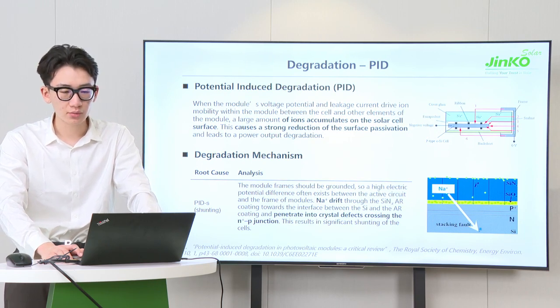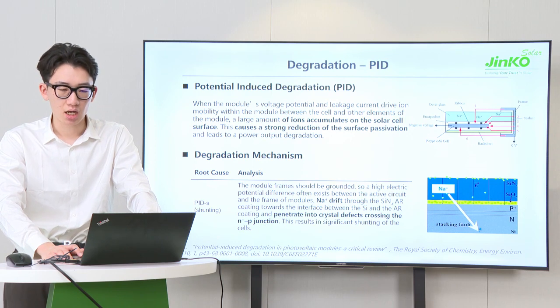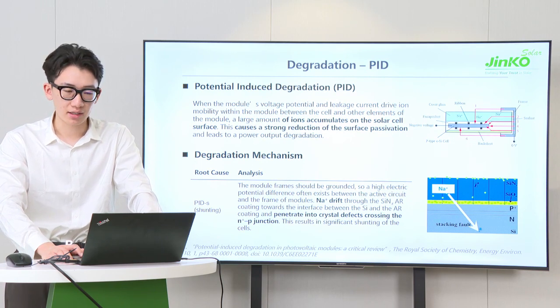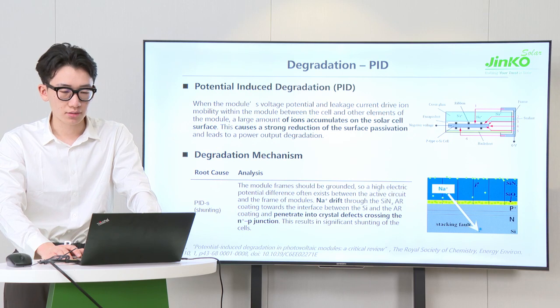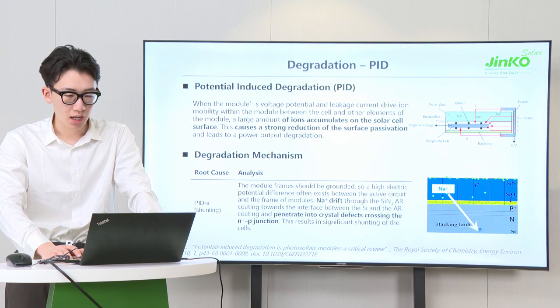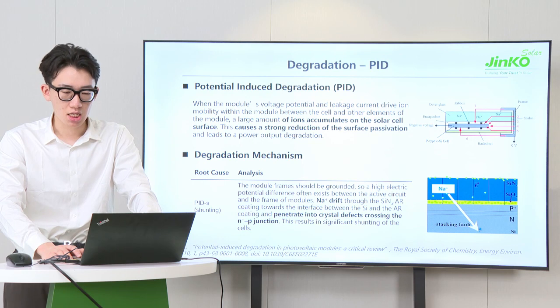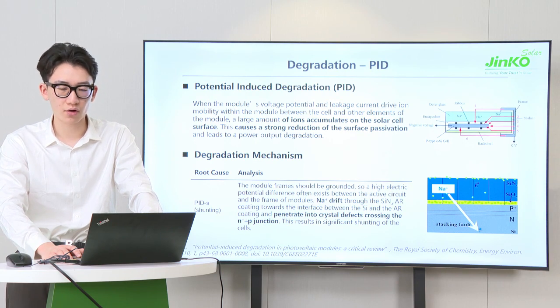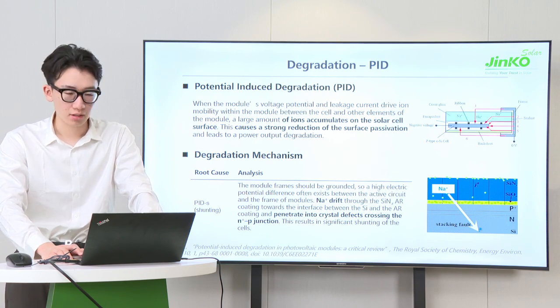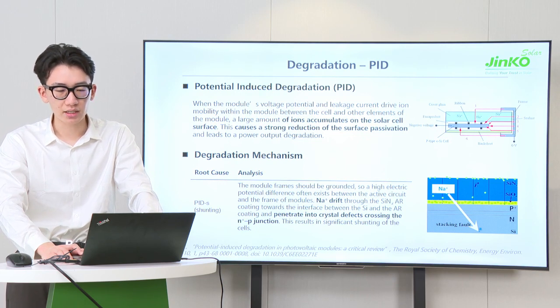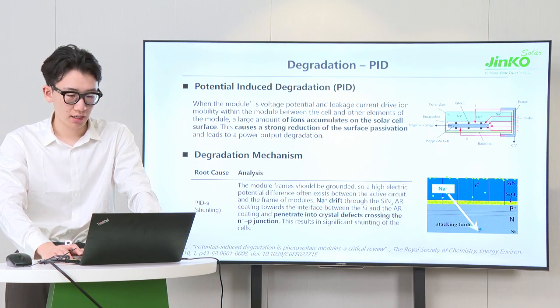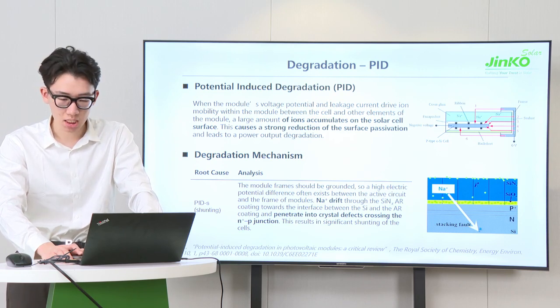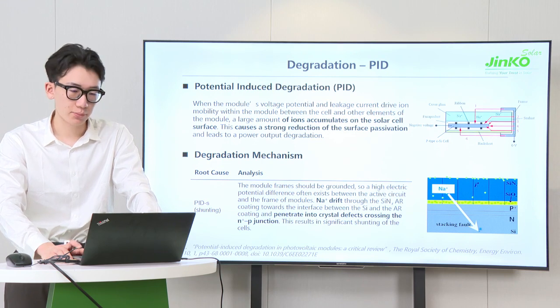For example, the first way is along the surface of the front glass and through the glass and the encapsulant. Similarly, there are also different routes of PID. The first is about PID shunting. The module frame should be grounded, and so a high electric potential difference often exists. Sodium ions drift through the anti-reflection coating towards the interface and penetrate into crystalline defects, crossing the heavily doped N-P junction. This results in significant shunting of the cells and degrades their efficiency.